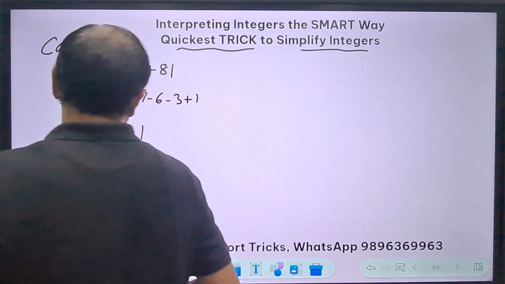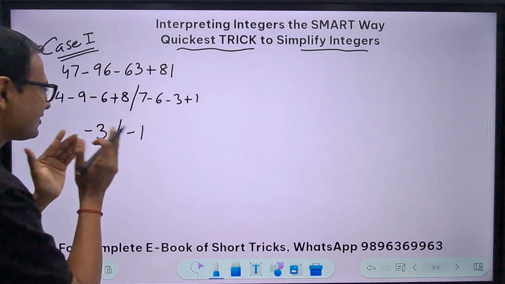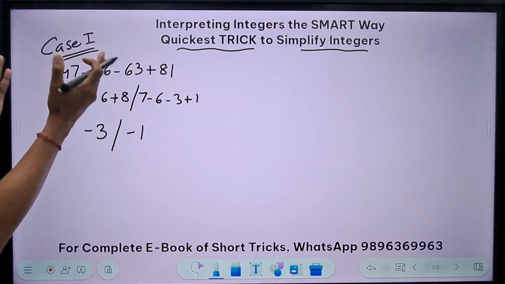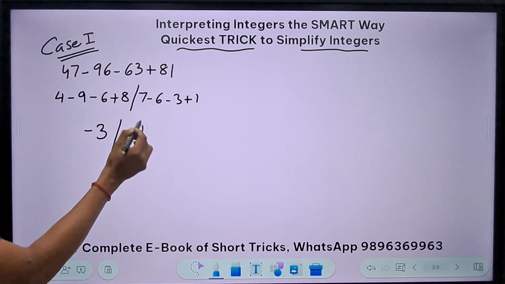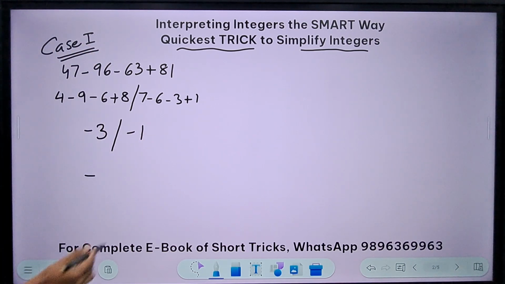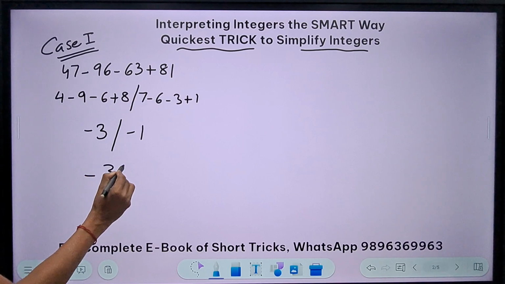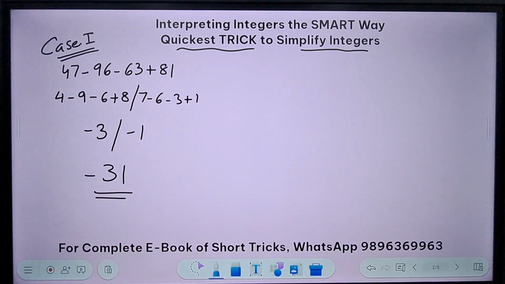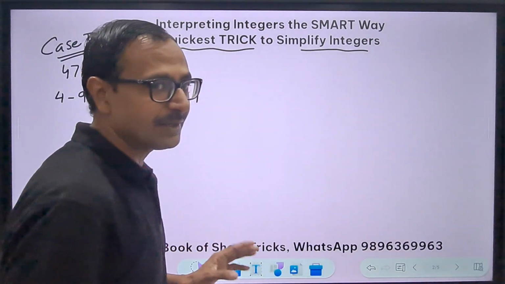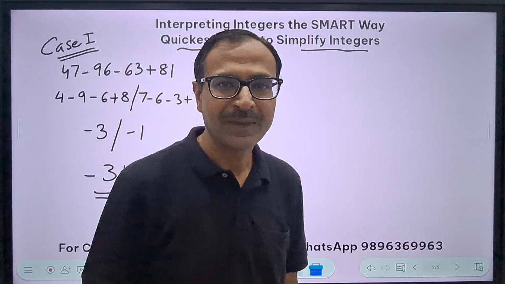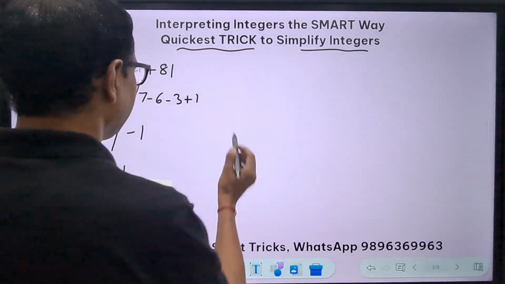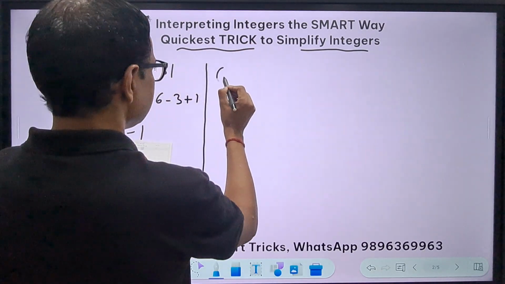Okay, so what is the answer now? We have 2 negatives. The simple answer here is you have both negatives, so negative of, just forget the negatives, 31. Now you can check using the calculator. Is the answer negative 31? And you will be surprised that the answer is absolutely correct. Let's see one more example of the same kind. I have written so many examples.